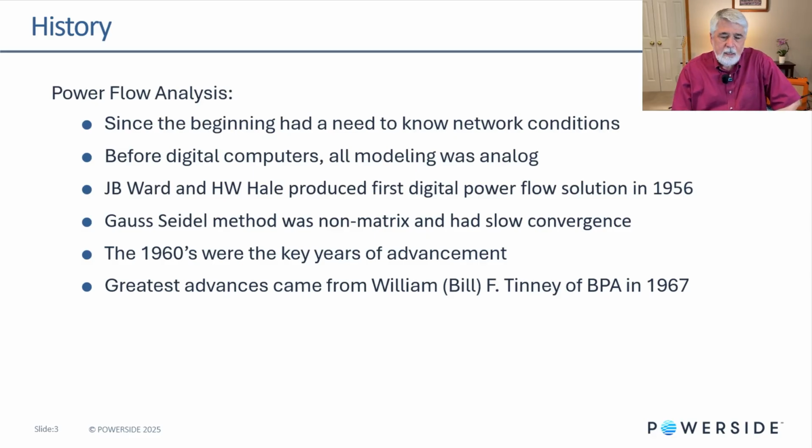Since the beginning, we had a need to know network conditions: voltage conditions and flow conditions within our network. Before digital computers, all of that modeling was done in the analog domain. That consisted of creating an electrical equivalent of the power distribution system or the interconnected grid system, and then changing voltage sources and components within that model so that our results would change, our flows would change, and our bus voltages would change. Then we would record those by looking at analog meters and writing down the answers.